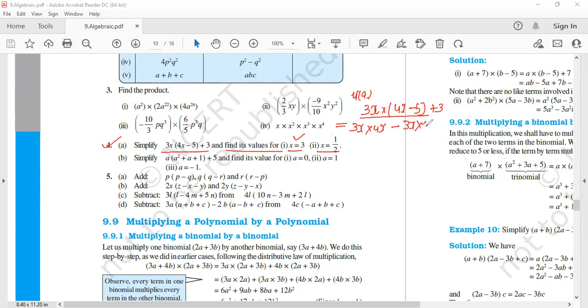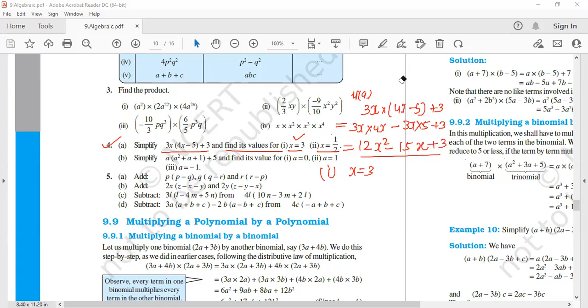So 3x into 4x minus 3x into 5, plus 3, because 3 is not multiplied with 3x. 3 is separate, and the bracket has only these two terms. So that's why 3x is multiplied with these two terms, not 3. 4 3s are 12, x square, minus 15x plus 3. So this is now the polynomial we got, and for the first part x is equal to 3.